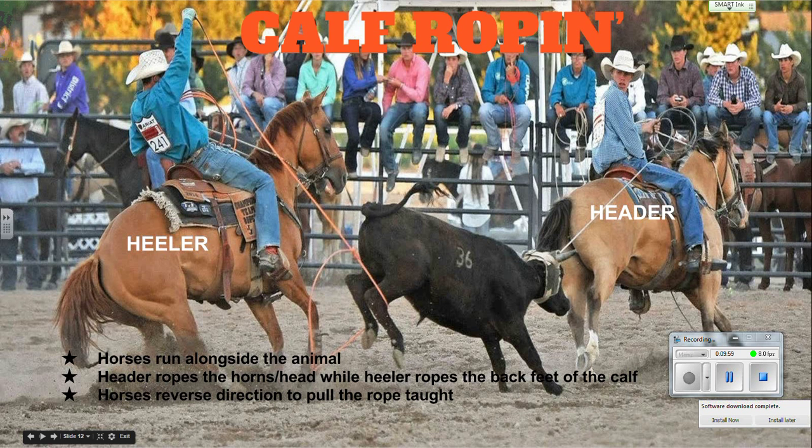Thank you, honey. The horses run alongside the animal in this case, right? Because the animal is running. The header ropes the horns. The heeler ropes the back feet of the calf. And then, again, those horses immediately reverse directions and they pull opposite ways. Now, the thing that I find amazing about this is we did this while he was sitting right there. But remember that all three animals are moving while you're doing this.